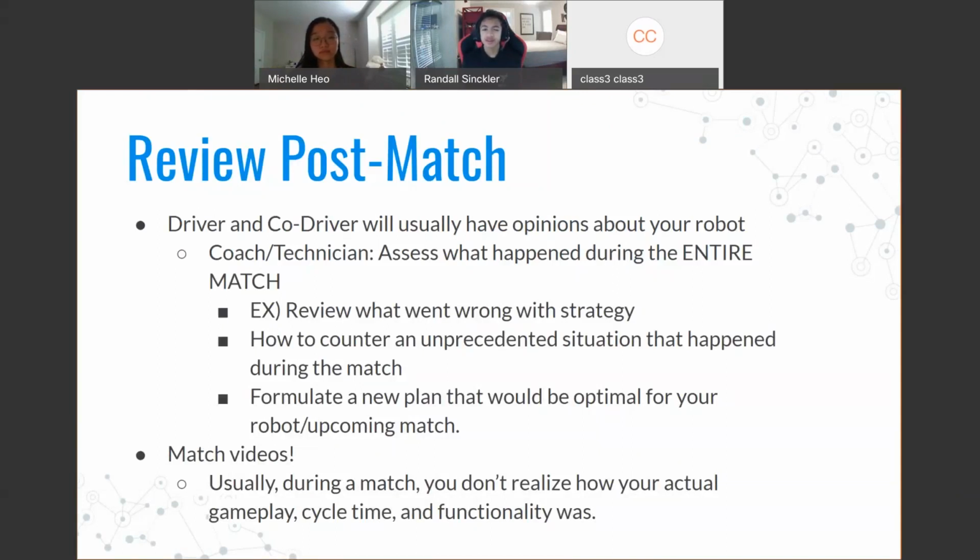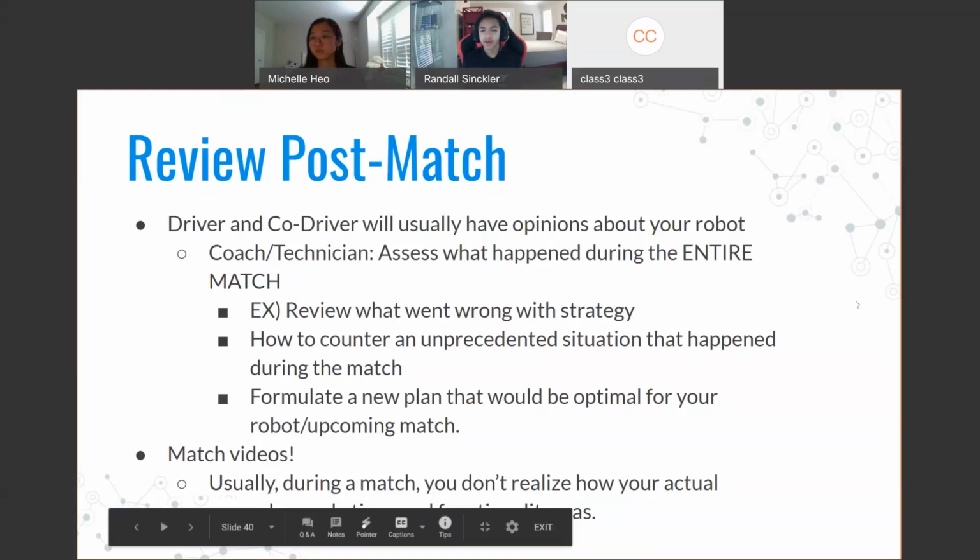After each match, the drive team will learn how to counter similar scenarios and formulate new plans to make your main strategy even better. Personally, we find the YouTube videos that Georgia FIRST uploads extremely valuable to assess the driver and co-driver's movements, the strategy and how it could be improved, and the functionality of the robot. So after each day, we recommend that you go home and watch your matches.